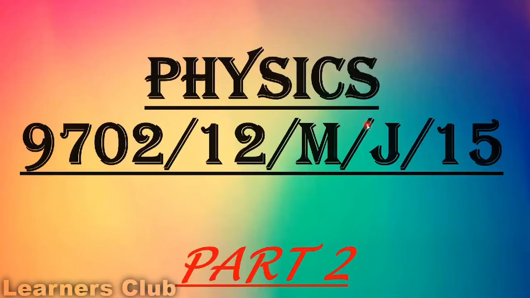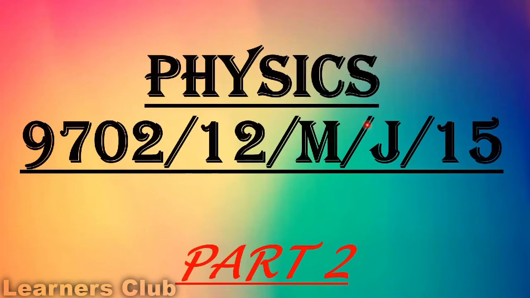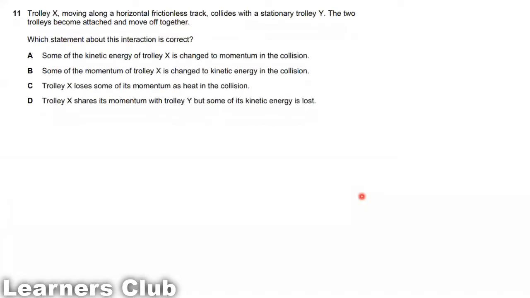Part 2 of May June 2015, Paper 12, Physics. Question 11. Trolley X, moving along a horizontal frictionless track, collides with a stationary trolley Y. The two trolleys become attached and move off together. Which statement about this interaction is correct?